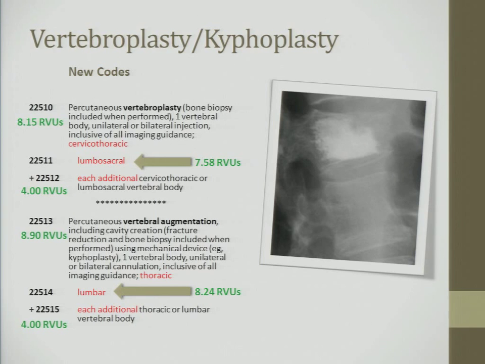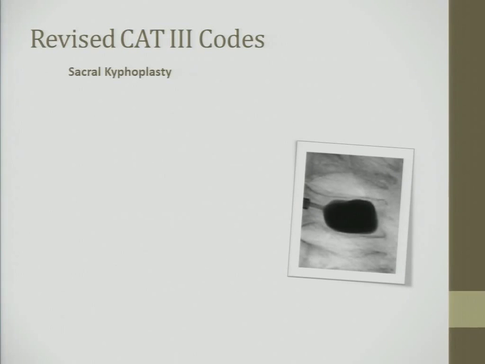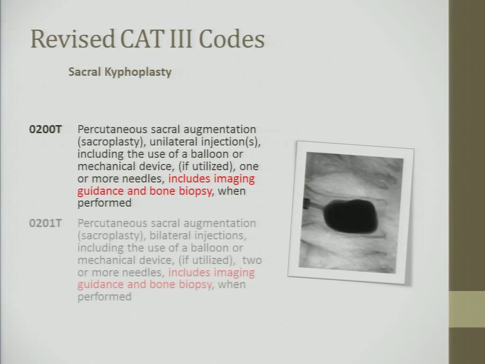You'll note the RVUs that have been assigned to these. There's been some loss of RVUs compared to the component codes previously. Category 3 codes, 200T and 201T, for percutaneous sacral augmentation have been revised to align with the services described in the last slide. The original sacral kyphoplasty procedure codes have been bundled to include imaging guidance and bone biopsy.